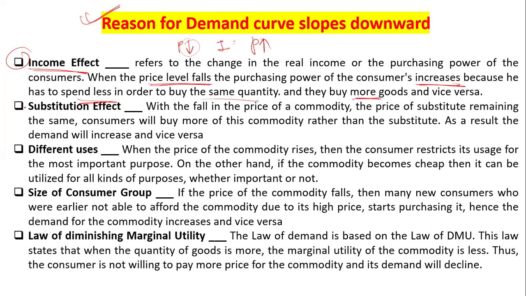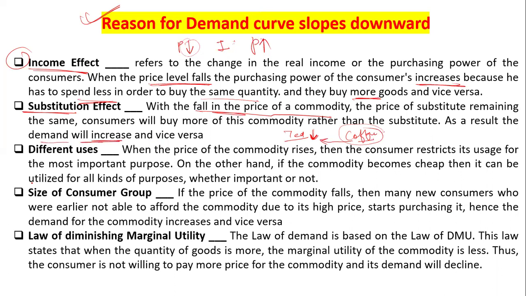Now, the next is the substitute effect. Substitute effect with the fall in price of the commodity. If the tea's price decreases, the price of the substitute, that means coffee, remains the same. So what happened? The consumer of coffee will move toward tea, because the tea's price has decreased and they are paying less for it. Tea and coffee are substitutes for each other. So as a result, you can see the demand will increase.